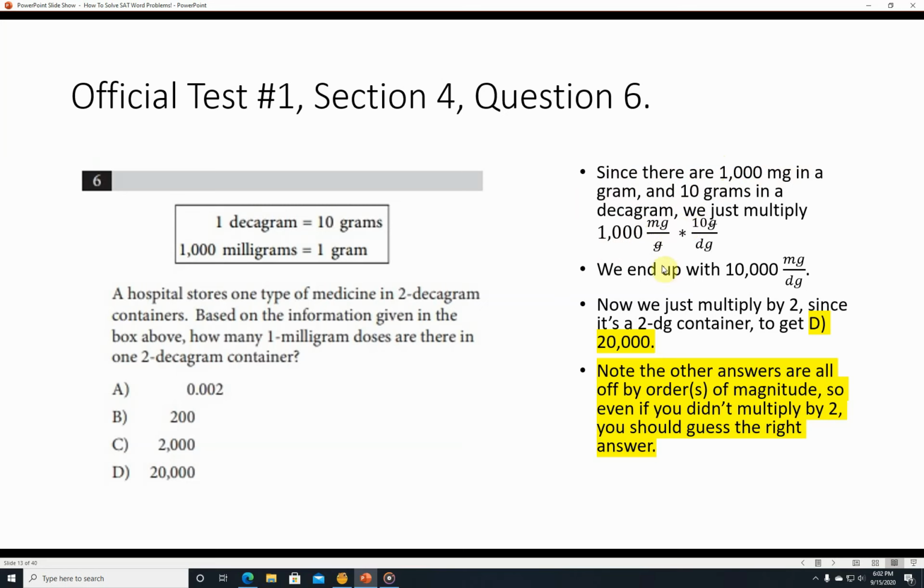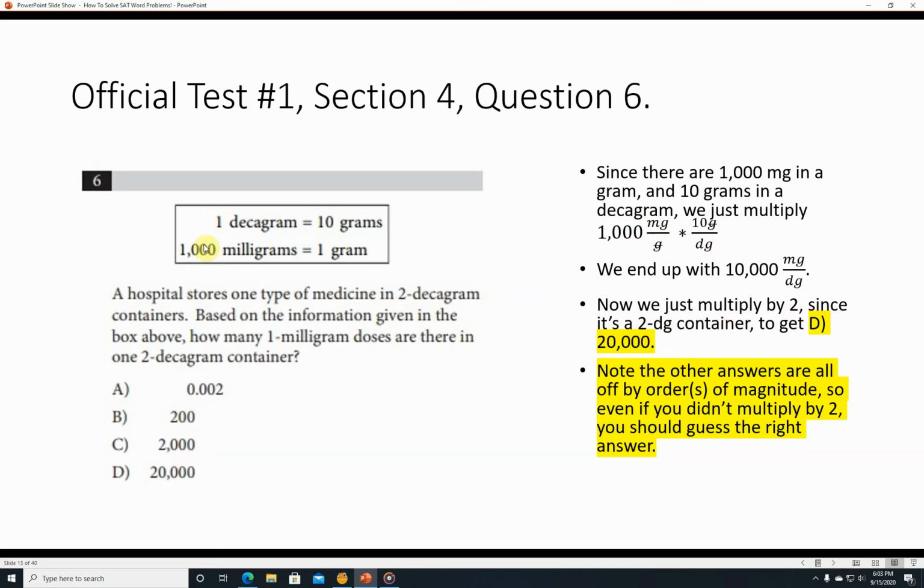Notice this is just like physics or chemistry class. You want to make sure the units cancel out. So the grams cancel out, we end up with 10,000 milligrams per decagram. That works fine. Do we see that as an answer choice? Oh, we don't. Oh, it says a 2 decagram container. So we just multiply by 2, since it's in a 2 decagram container, to get D, 20,000.